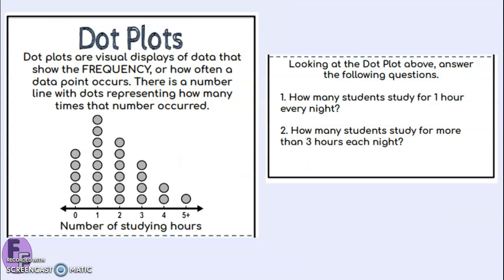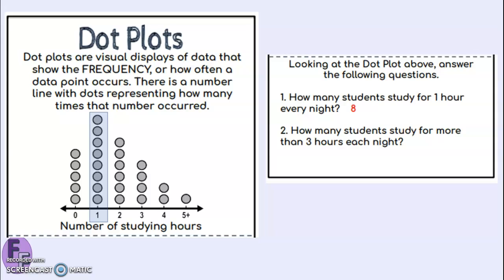So dot plots are just a visual representation of frequency tables, or how often a data point occurs. There's a number line at the bottom with dots or X's representing how many times that number occurred. This is the same dot plot for our previous information. How many students studied for 1 hour? Well, on the dot plot, we look at the column and count how many dots there are. There are 8 dots listed in this dot plot.